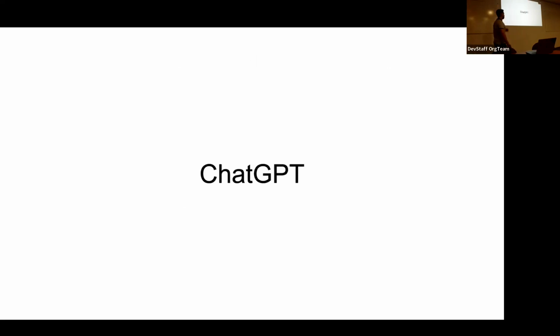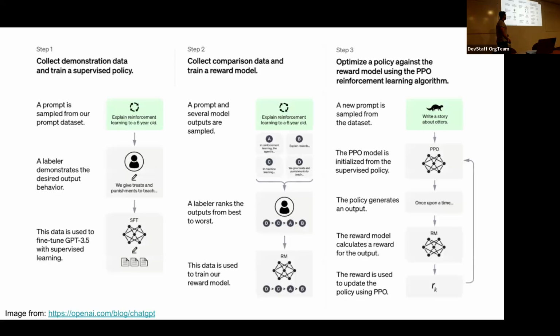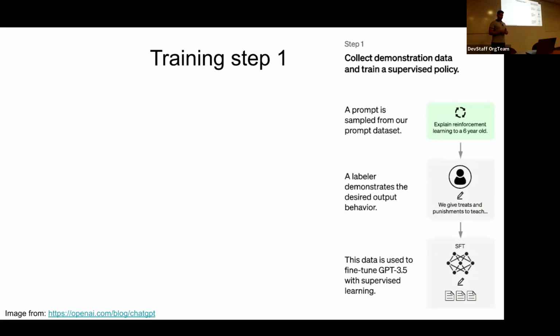And now we're going to talk about ChatGPT. ChatGPT actually takes an input prompt and generates a response. But how was it trained? Here is the training procedure of ChatGPT. It's actually split into 3 steps, and we're going to explain all of them now.